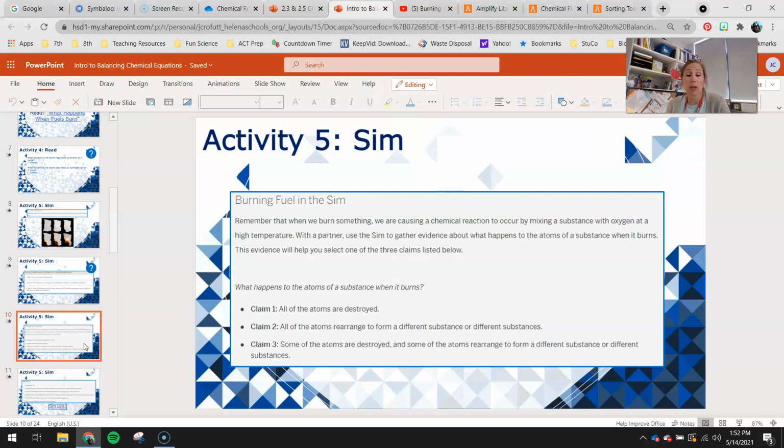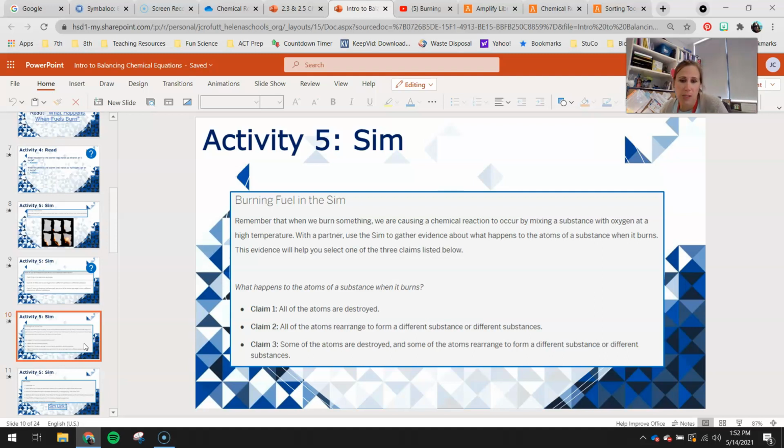All right, so here are your instructions for the sim. You guys are going to be burning fuel in the sim. Remember that when we burn something, we are causing a chemical reaction to occur by mixing a substance with oxygen at a high temperature. You guys won't have a partner for this, but you are going to use the sim to gather evidence about what happens to the atoms of a substance when it burns.